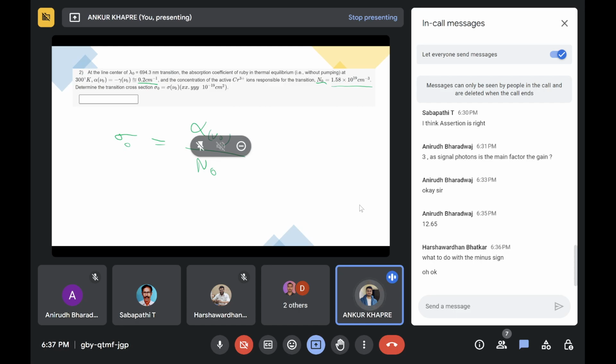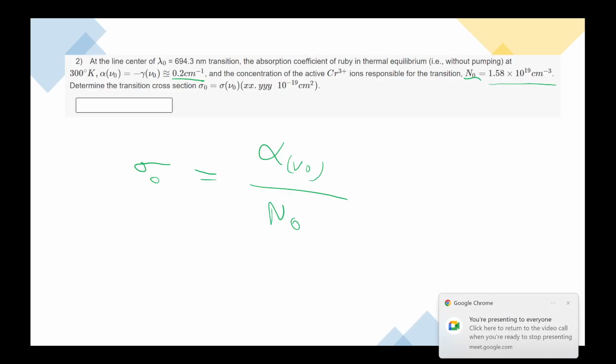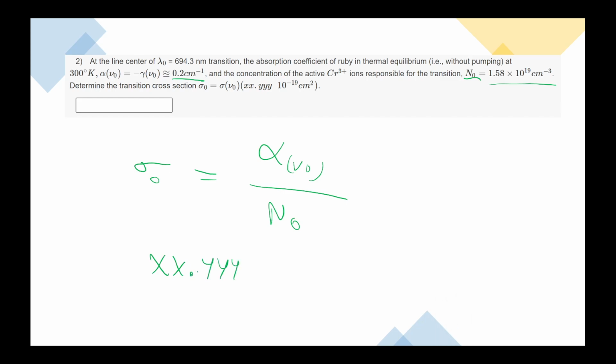So whatever the answer comes, it should be in the form xx.yy, meaning after the decimal you should have three values, into 10 to the power minus 19. Now it's quite easy.